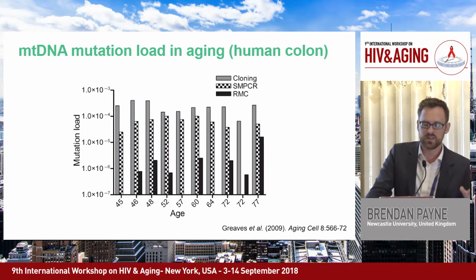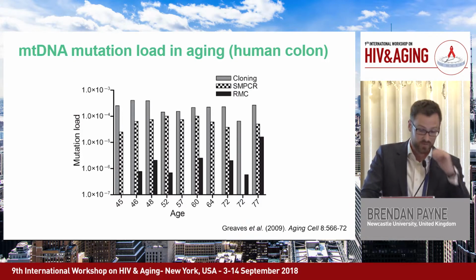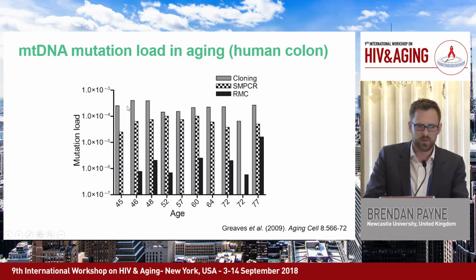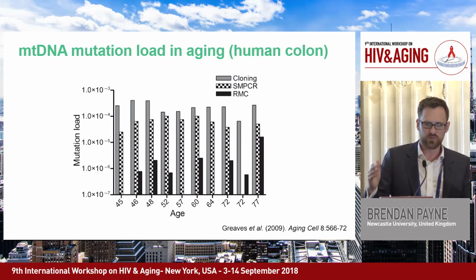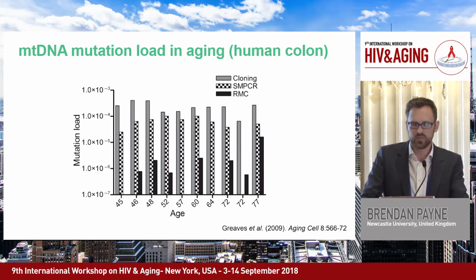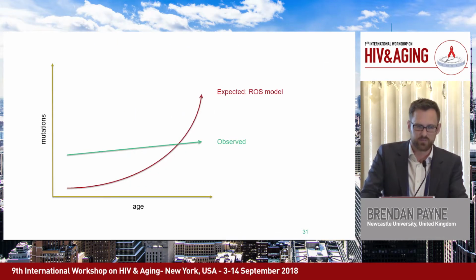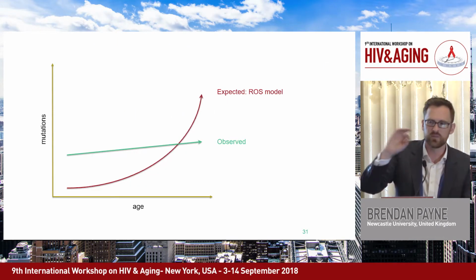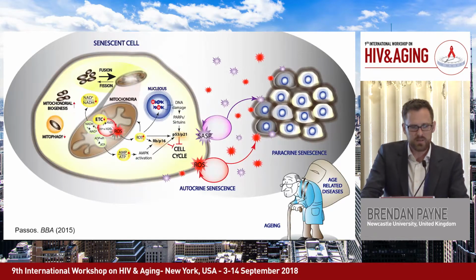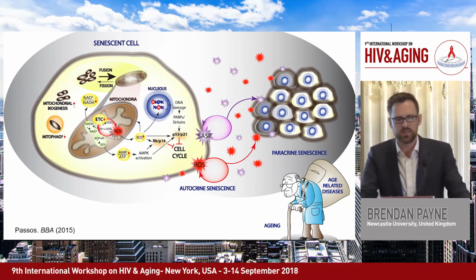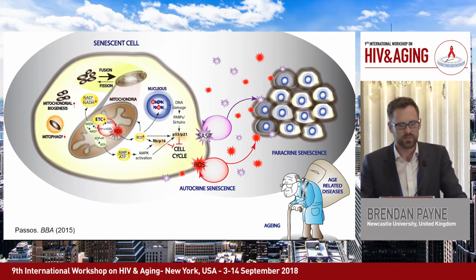So this is data from Laura Greaves, again from our centre in human colon. The different colours of bars are different ways of attempting to measure the burden of mitochondrial DNA mutations. That's a story for another day, but the bottom line message is that you really don't see a significant, or certainly not an exponential upward trajectory. It's either very, very slow or almost a flat line. But clearly, these reactive oxygen species are there. So what is it that they're doing?